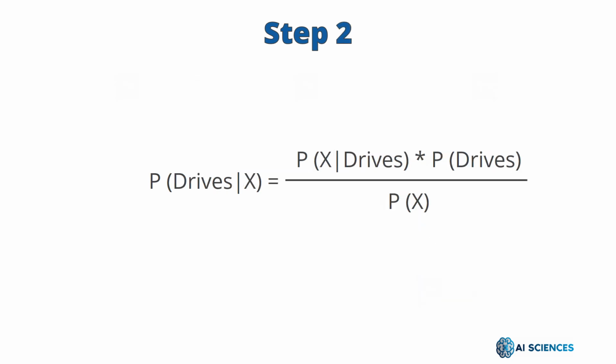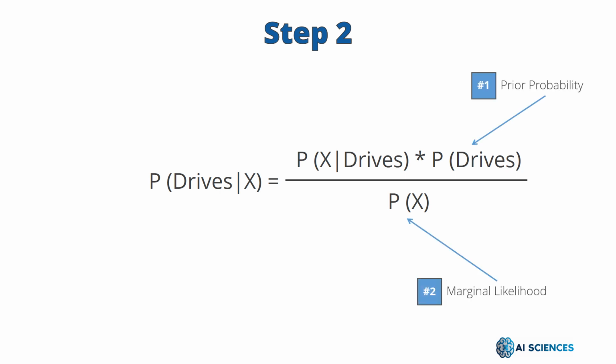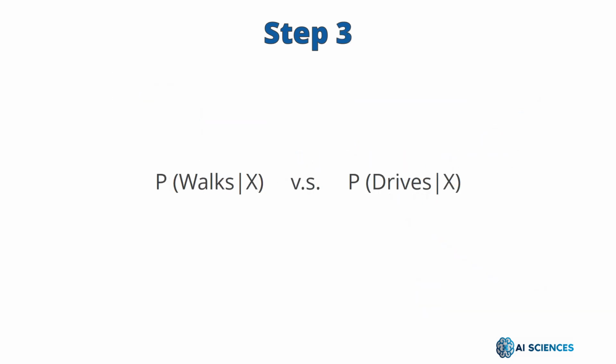Then in step 2, we will do the same for the person who drives to work, similar to the previous example. Then in step 3, we are going to compare these two values that we calculated earlier: the probability of a person walking to the office given the features versus the probability of a person driving to the office given the features.